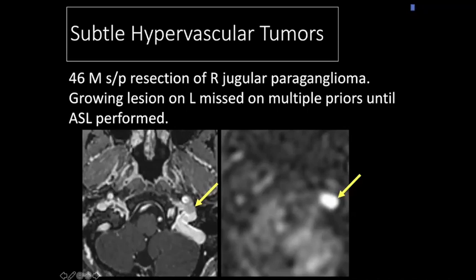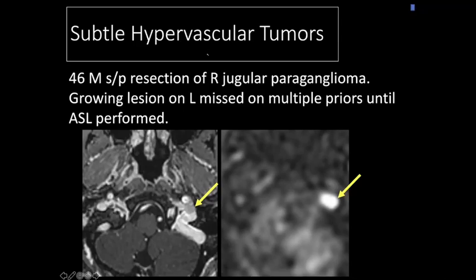This is a 46-year-old patient who had undergone prior resection of a right jugular paraganglioma, and this area looked excellent on our ASL. However, you can see that there is an area of marked hyperperfusion in the left jugular foramen that corresponds to a lesion on the post-gadolinium image. This lesion was also present on multiple priors. However, they had been missed because it's rather subtle and kind of blends in with the carotid artery and the jugular vein. So ASL can really help us to pick up subtle hypervascular tumors that we might miss with only our routine imaging.